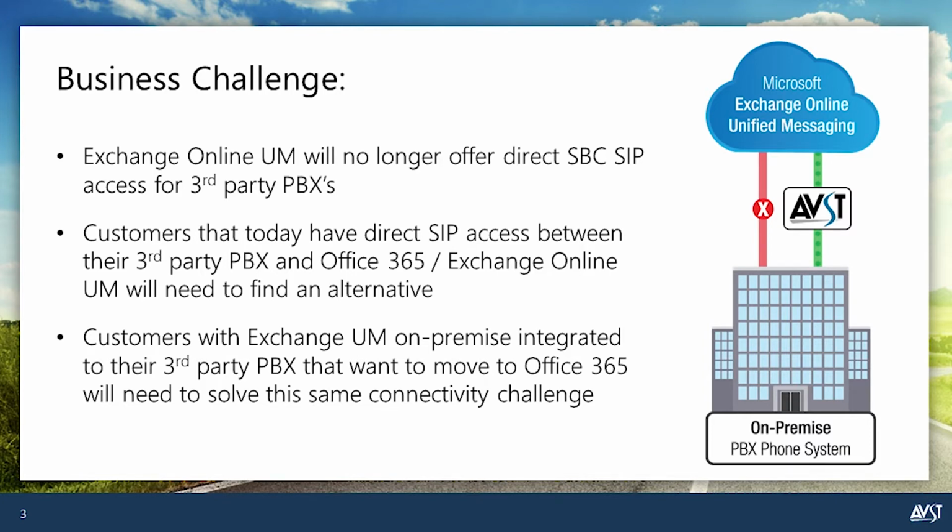approach. This also impacts those customers that are using Exchange on-premise. So you've got your own Exchange server, you've got unified messaging deployed, you have it integrated to your third-party PBX. If you want to move to Office 365, that's going to be a problem. You're going to have to solve the same connectivity issue before you make that switch, because that direct SIP integration into Office 365 is no longer going to be available to you.